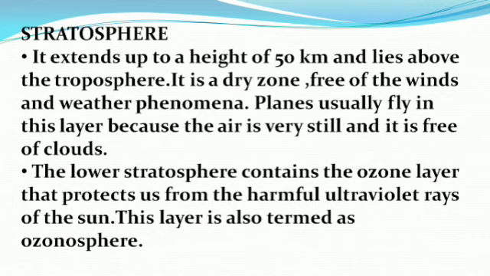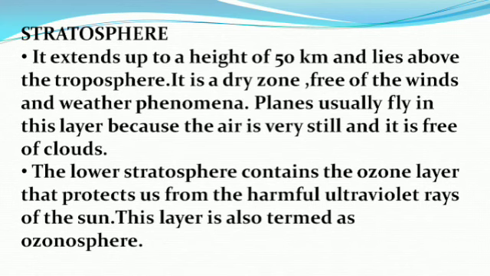Let's see the second one, that is stratosphere. It extends up to a height of 50 km and lies above the troposphere. It is a dry zone free of the winds and weather phenomena. Planes usually fly in this layer because the air is very still and it is free of clouds. The lower stratosphere contains the ozone layer that protects us from the harmful ultraviolet rays of the sun. This layer is also termed as ozonosphere.